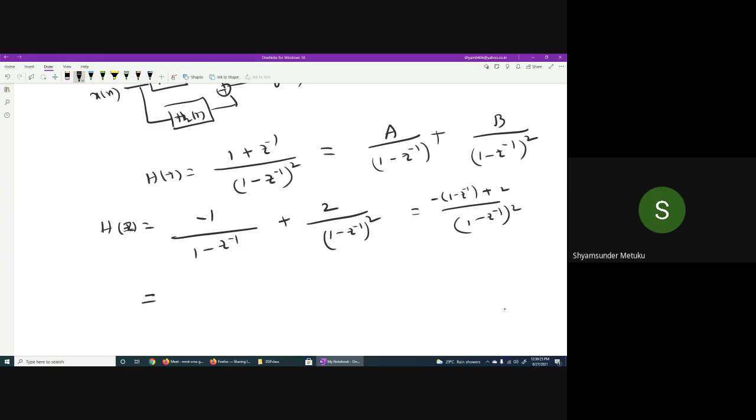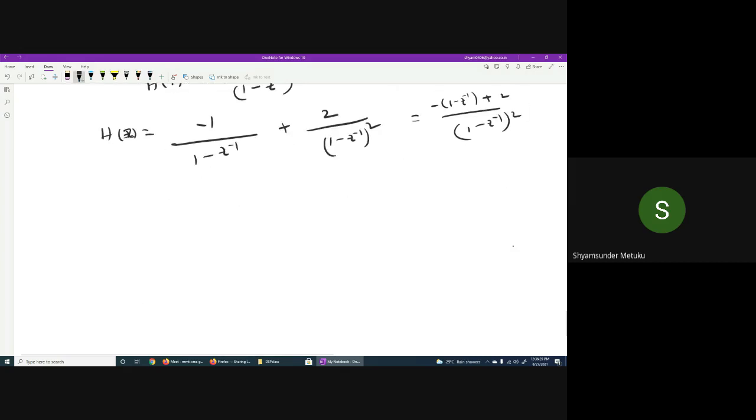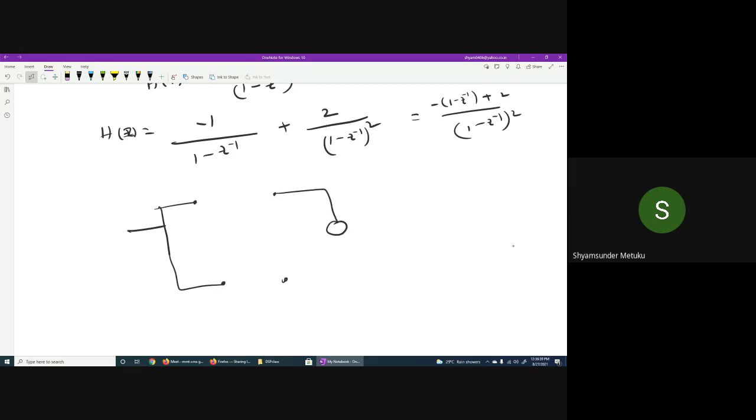Okay, that's perfect. Now you got two things, right? So what you can do is, this is your term 1, term 2. Already I made the representation. This is your first implementation, this is your second implementation, and the output will be added. It's called parallel realization. So can you tell me how to represent the first one? One feed, how many feedback required, how many feed forward required? Tell me.